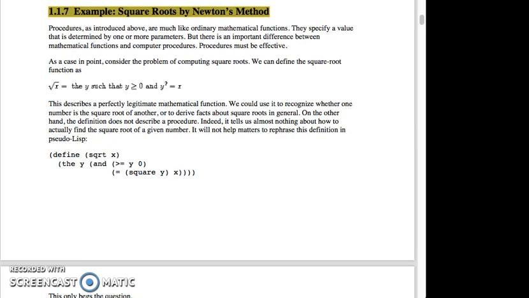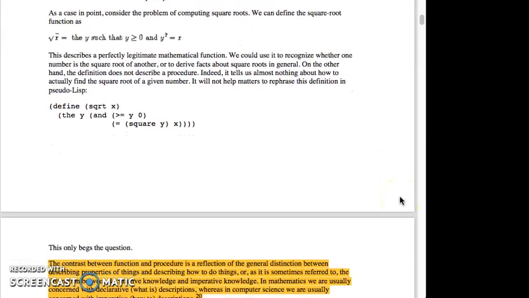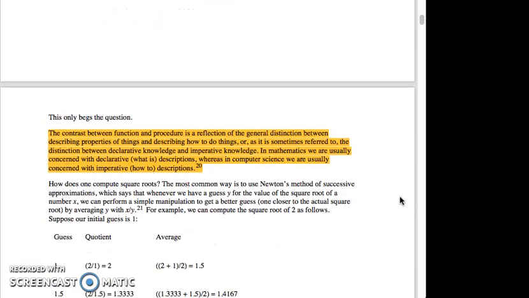On the other hand, the definition does not describe a procedure. Indeed, it tells us almost nothing about how to actually find the square root of a given number. It will not help matters to rephrase this definition in pseudo-Lisp: define the square root of x as the y such that y is greater than or equal to 0 and the square of y equals x. This only begs the question.